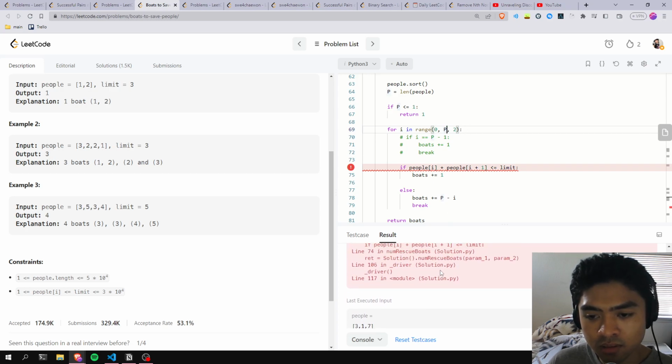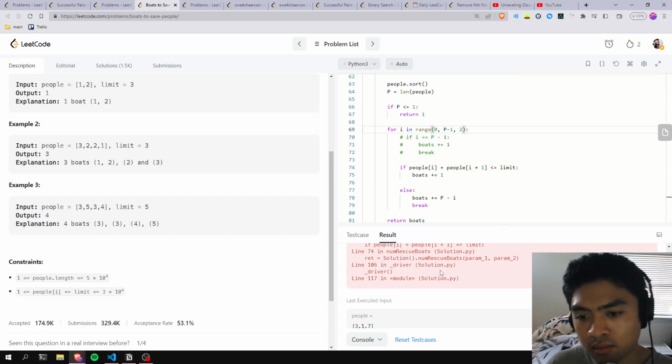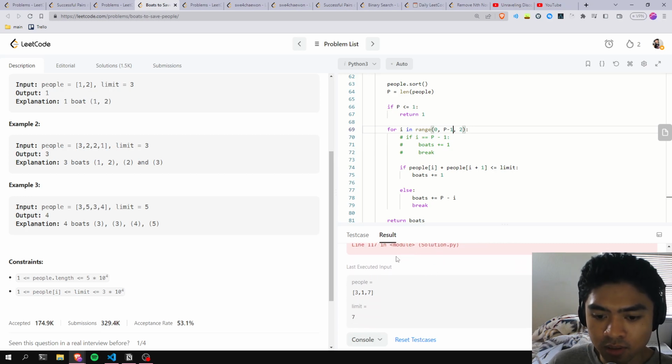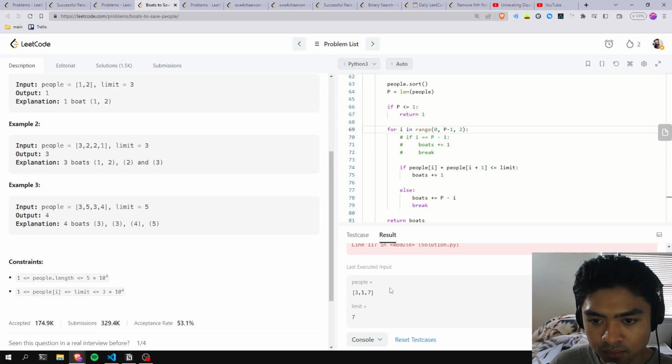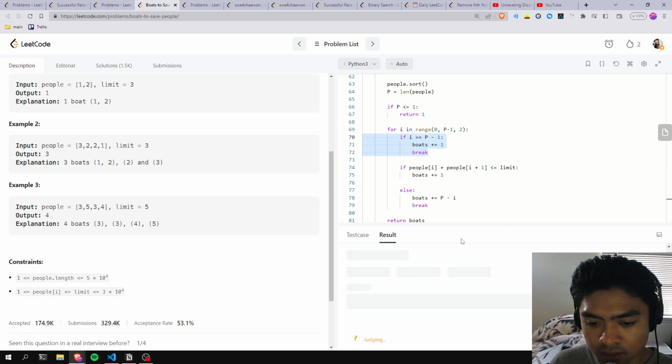It should still, no. Because we stop at p minus 1, it stops here and doesn't take into account the last one, right? So if i is equal to p minus 1, basically at the end. But then in that other case, it didn't work. Let's just try it here. So I gotta save these test cases. My bad.